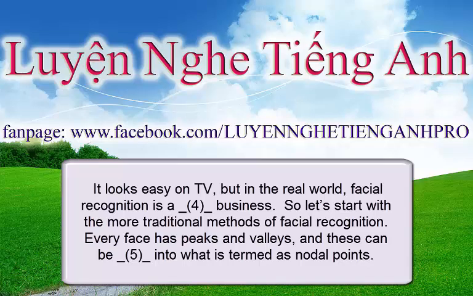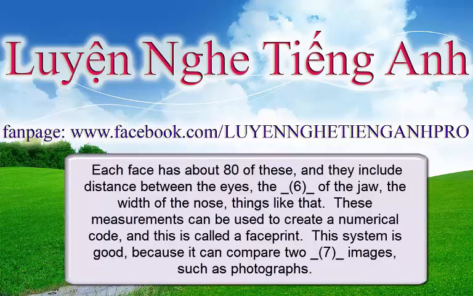So let's start with the more traditional methods of facial recognition. Every face has peaks and valleys, and these can be translated into what is termed nodal points. Each face has about 80 of these, and they include distance between the eyes, the length of the jaw, the width of the nose, things like that. These measurements can be used to create a numerical code, and this is called a face print.